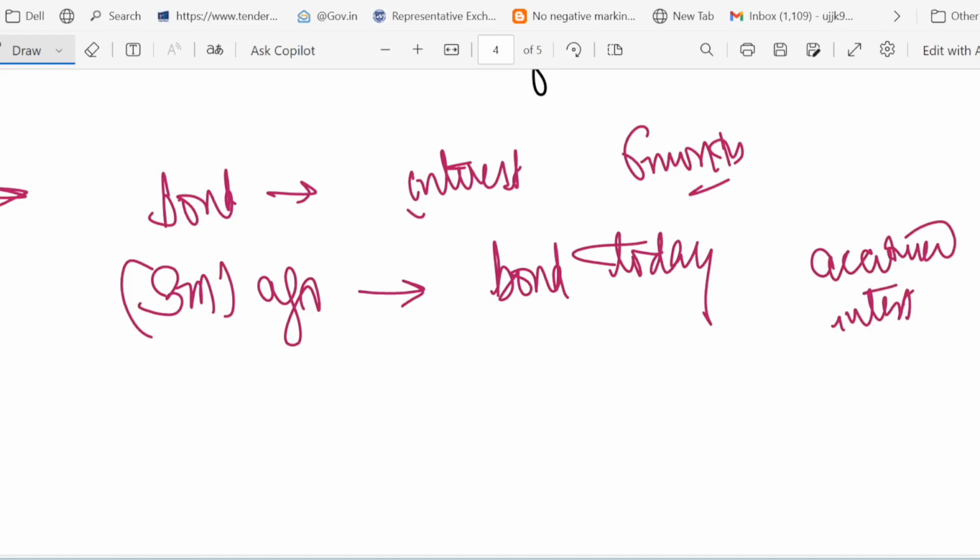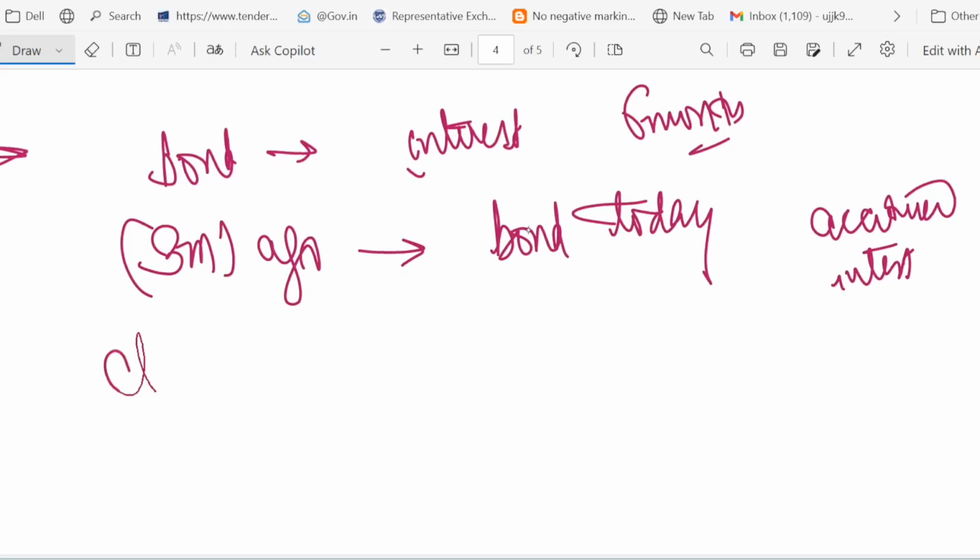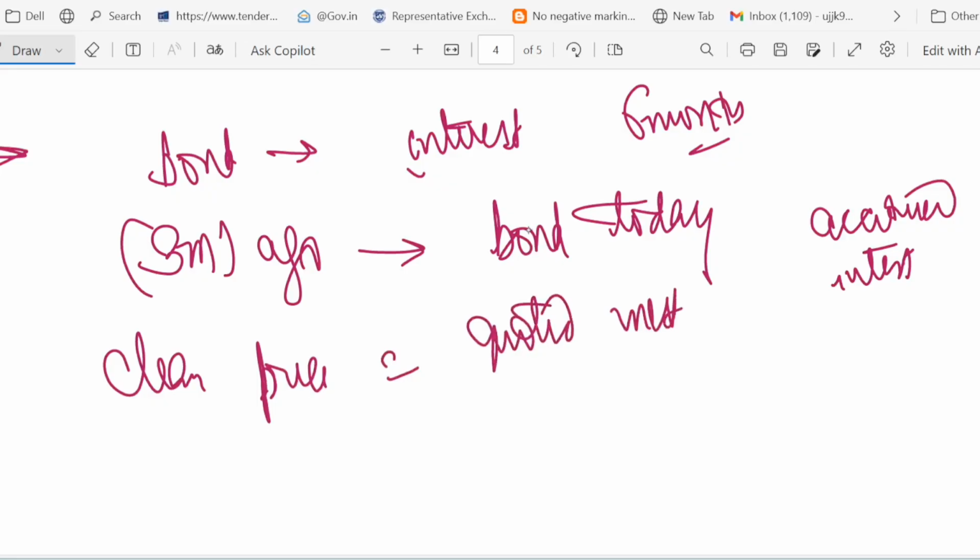Now the bond clean price is the quoted market price without interest. So whenever you see this word clean price, what does it mean? It means the quoted market price, what they have quoted. Quoted market price is called the clean price, and this does not include any interest. But when you actually pay it, you add this accrued interest to the clean price, right?